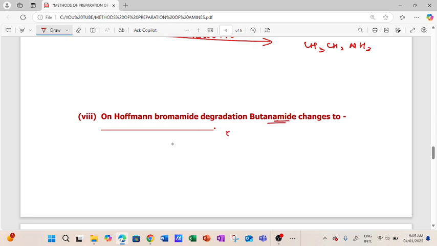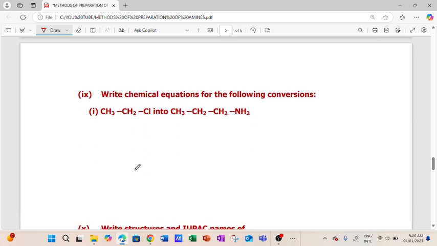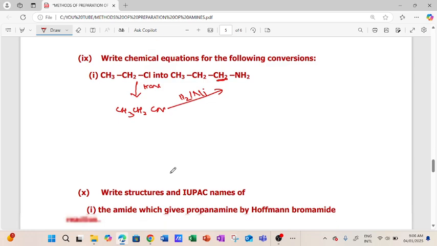Got it. Now Hofmann-Bromamide degradation of butanamide. Butanamide is changing into, not butanamine, it will be changing into propanamine. One carbon should be less than that of the reactant. Got it? Now you see the conversion. CH3CH2Cl, we need to convert it into CH3CH2CH2NH2, one carbon extra. So for that you start with CH3CH2Cl, where Cl is replaced by CN by adding KCN. And to this you do reduction in presence of nickel, you will get this. CN changes to CH2NH2. Got it?